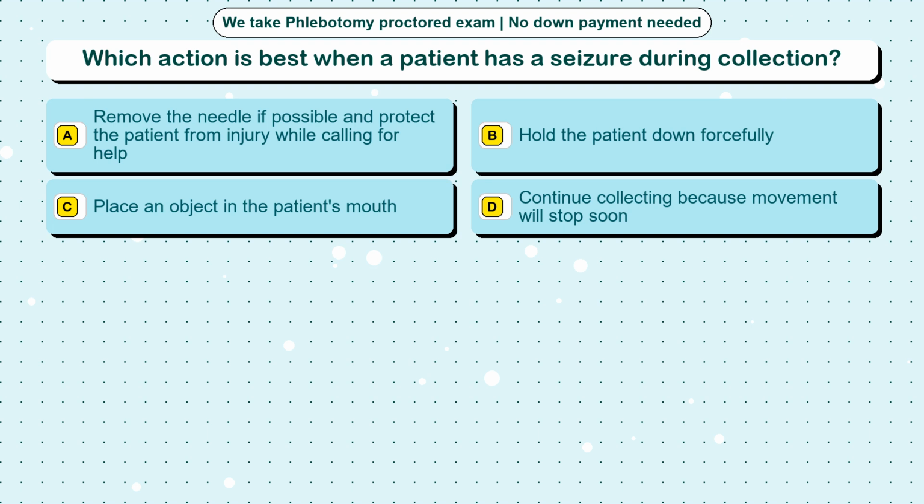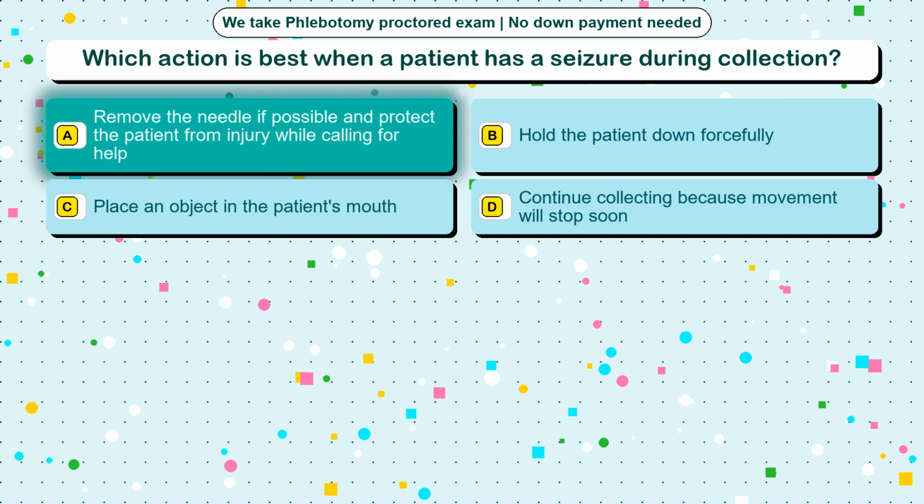Question 94. Which action is best when a patient has a seizure during collection? Option A, remove the needle if possible and protect the patient from injury while calling for help. Option B, hold the patient down forcefully. Option C, place an object in the patient's mouth. Option D, continue collecting because movement will stop soon.